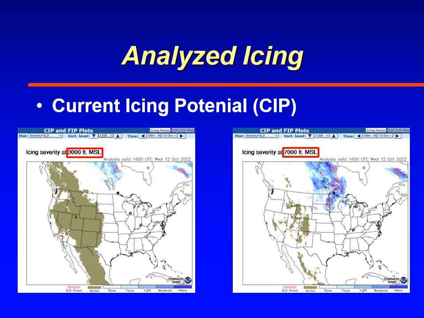Here are examples of the CIP for 3,000 feet MSL and 7,000 feet MSL, seeing the potential for ice. At 3,000 on this particular day, it looks like there is really no icing across the United States, whereas if you go up to 7,000 feet, there is icing across North Dakota, Minnesota, South Dakota, and also Michigan.